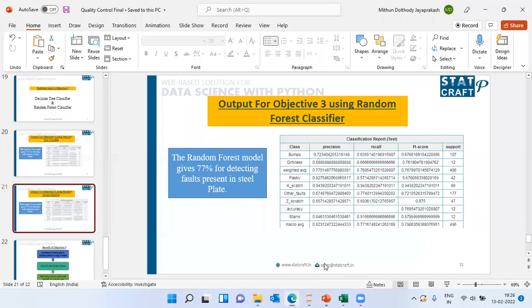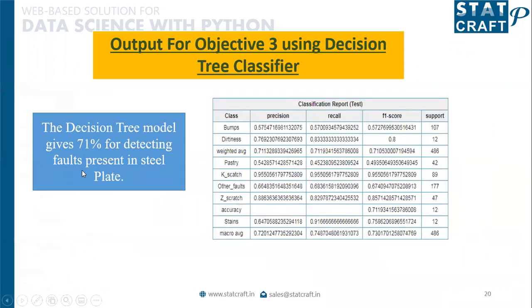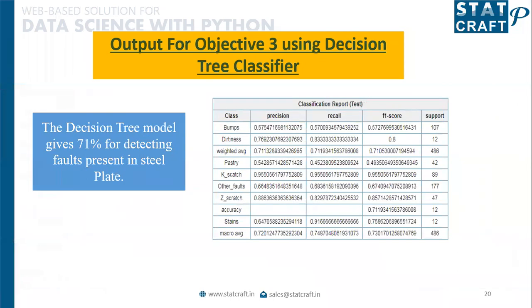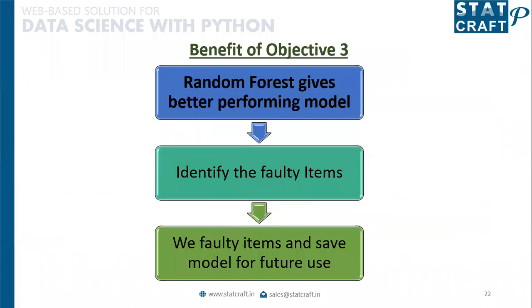Let me take you back to the PowerPoint. This is the output of objective 3 using a random forest classifier. We are getting 76.9, which is not bad at all. The random forest model gives us 77% accuracy for detecting faults, but the decision tree model gives us 71% accuracy. So by running these two algorithms, we can compare the overall percentage of accuracy. Clearly, random forest is better than the decision tree.